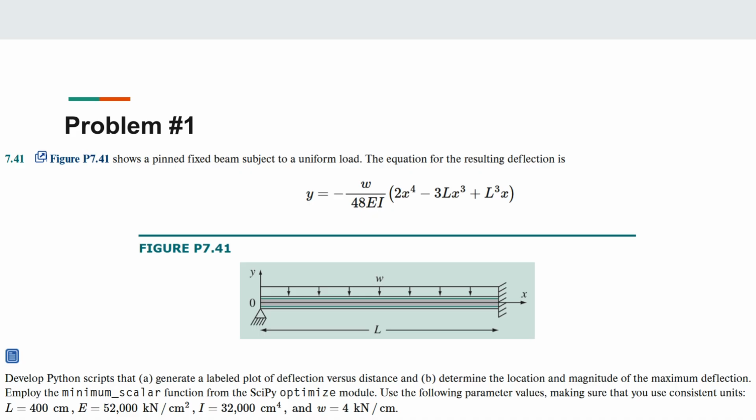So for problem number 1, we have a pinned fixed beam that has a load on it, and we have to determine what the maximum deflection is in the beam and where it's located at, and we are given the equation for deflection, and then we are given the variables that we are going to plug into it.